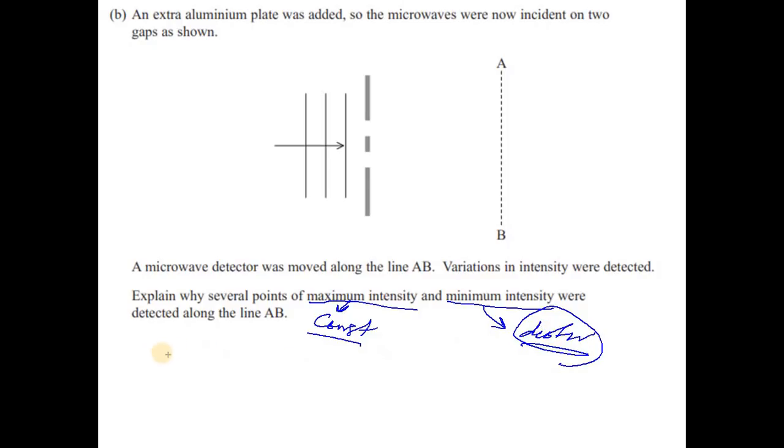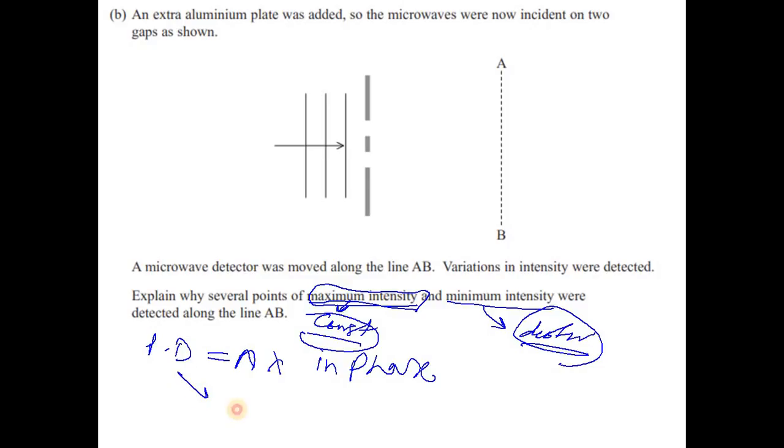And even if you say that if the path difference is n lambda and waves are in phase, so you can have a constructive interference, or in this case you must write that you will observe maximum intensity. And if path difference is n plus half of lambda, that means the waves are anti-phase or out of phase. That means they will interfere destructively, or you will observe minimum intensity.